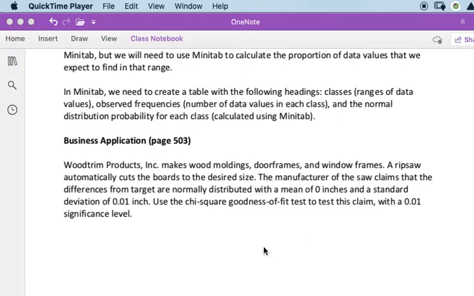We're going to do this business application problem from page 503. We have a company that makes wood moldings, door frames, and window frames, and a saw automatically cuts the boards to the desired size. The saw manufacturer claims that the differences from target are normally distributed with a mean of 0 inches and a standard deviation of 0.01 inch. We're going to use the chi-square goodness of fit test to test this claim with a 0.01 significance level, or alpha.